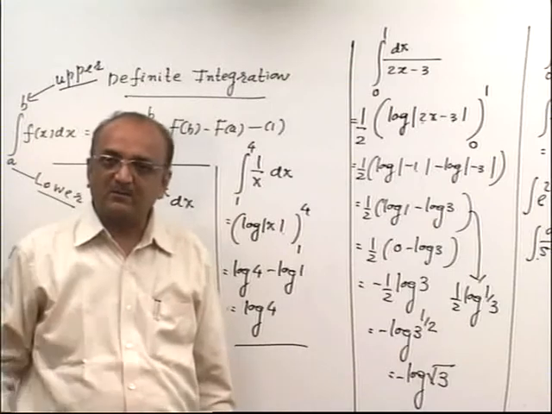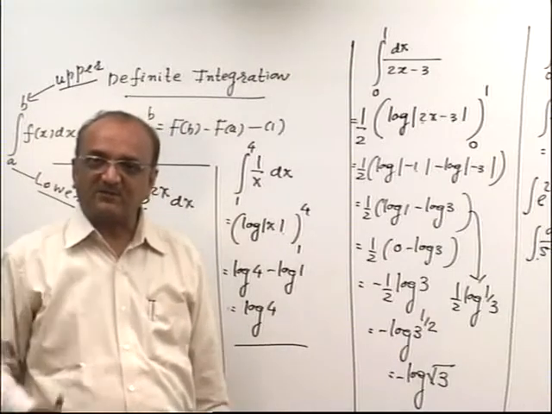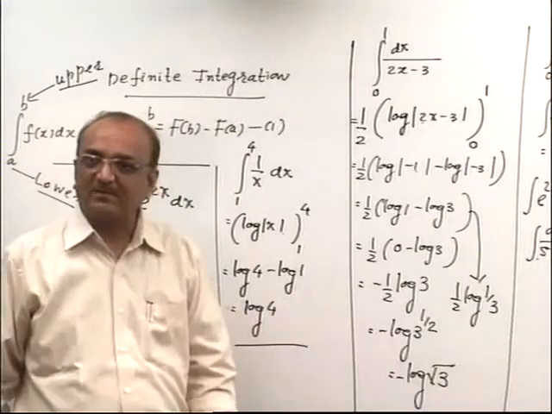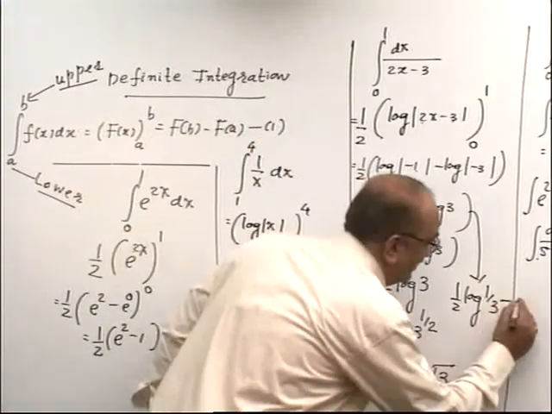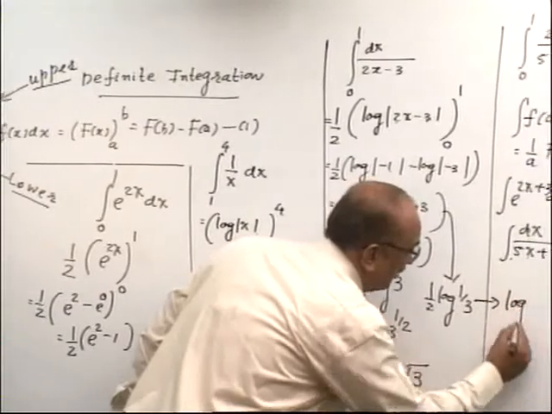Yeah, I got this different solution from the other center. You can write 1 half log 1 by 3. Log A minus log B is log A upon B. On that basis, you can write it as log of root of 1 by 3.